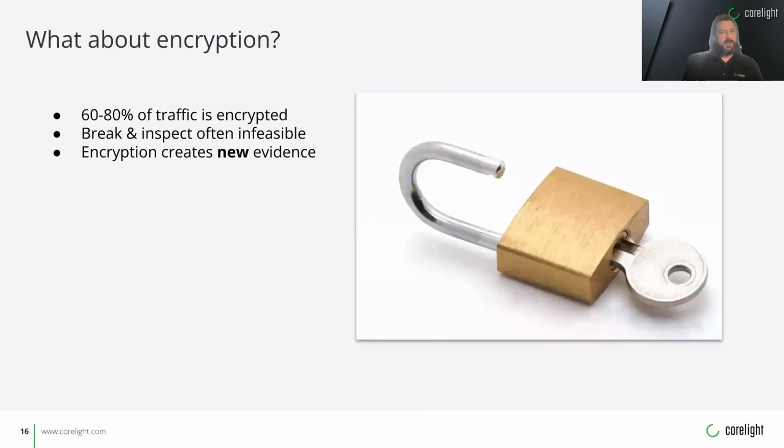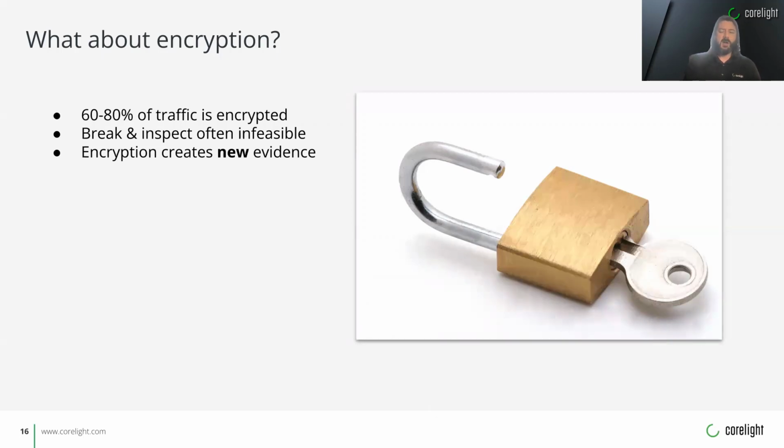So we're talking about the network. A lot of you might be thinking, what about encryption? It's true. Most network traffic nowadays is encrypted. We estimate anywhere between 60 to 80% of it. Now, it is possible to do a break and inspect of the traffic, and if it's in clear text, then all of the above still apply.